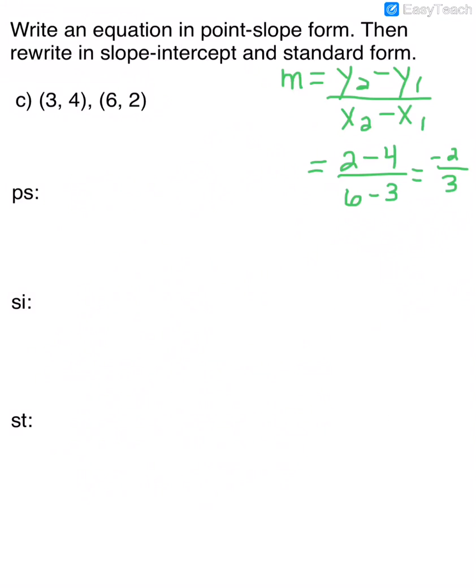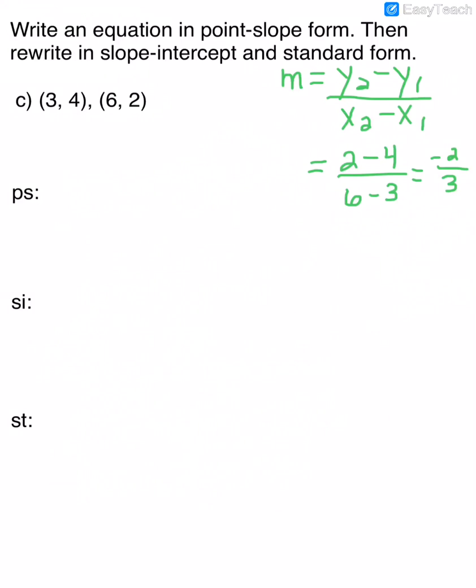Now, to put the equation in point-slope form, we only need one of the points, and it does not matter which of the 2 points you choose to use. It's going to look different when it's in point-slope form, but once you simplify it and get it in slope-intercept form or standard form, it's going to be the same no matter which point you choose to use.